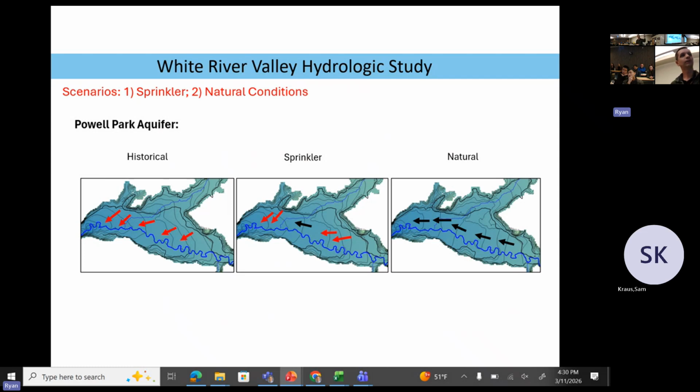This is the Powell Park aquifer over on the west side. Again, historical, you see these flows going in. Sprinkler, still kind of there. Natural, there's almost no flow into the river. It's all just parallel flow in the aquifer.